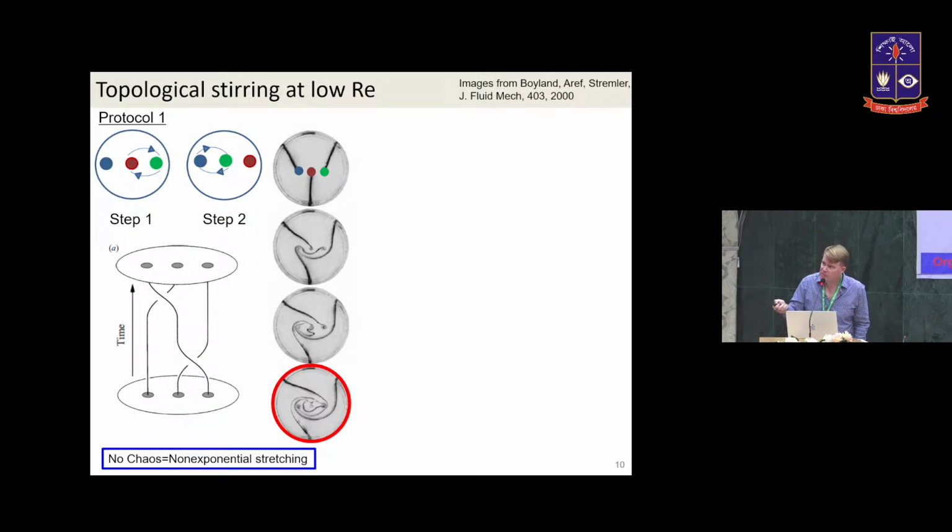Now, we can describe this protocol with the following space-time diagram. So here, each of these circles represents a rod, and we see the trajectories of these rods as we move upwards in time.